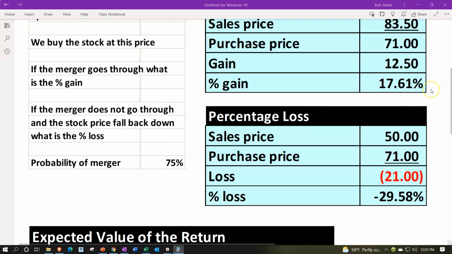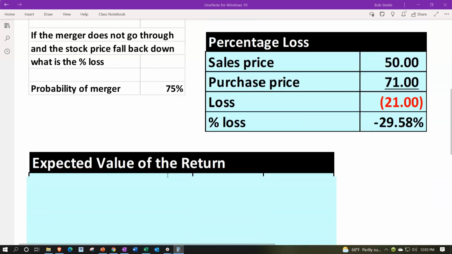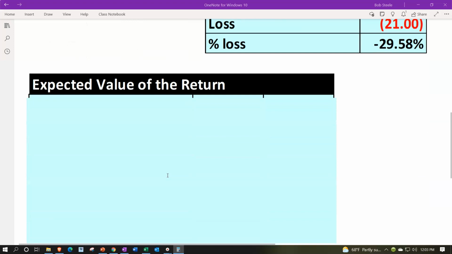So now we've got a percentage gain and a percentage loss. The percentage loss is greater. If there was a 50-50 likelihood, then you would say the percentage loss is greater. But it's not a 50-50 likelihood. We're thinking it's probably going to go through. We're thinking there's a 75% likelihood that it goes through. This, of course, is some kind of estimate. We're going to try to get it to our best guess so that we can then calculate what we would have the expected value to be.